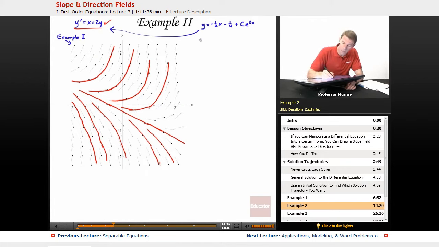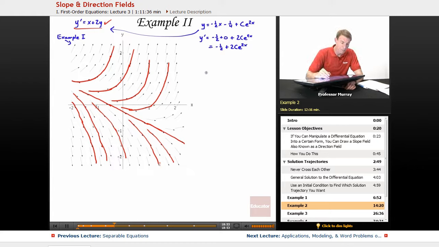So I need to calculate y prime. The derivative of negative 1/2 x is negative 1/2. Negative 1/4 is a constant, so its derivative is just 0, so plus 0. And then for c e to the 2x, the derivative is 2c e to the 2x. And I see I can simplify that. That's y prime equals negative 1/2 plus 2c e to the 2x.